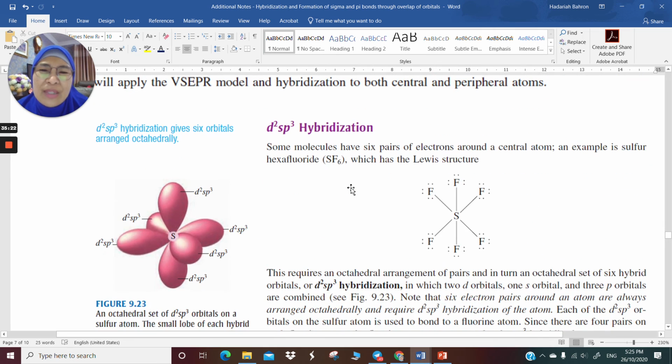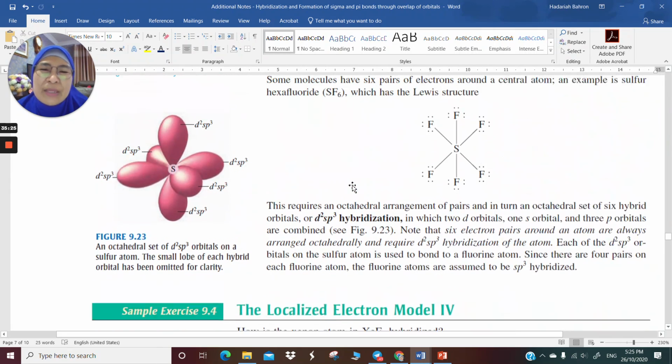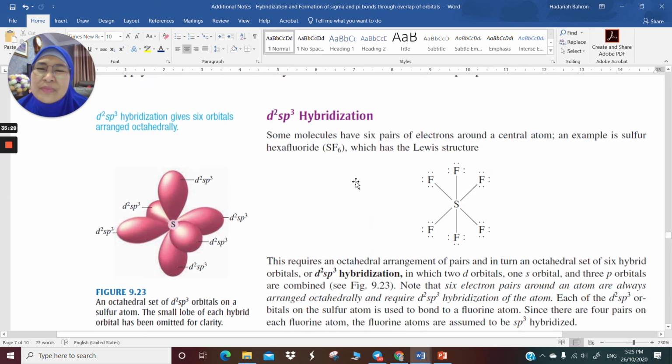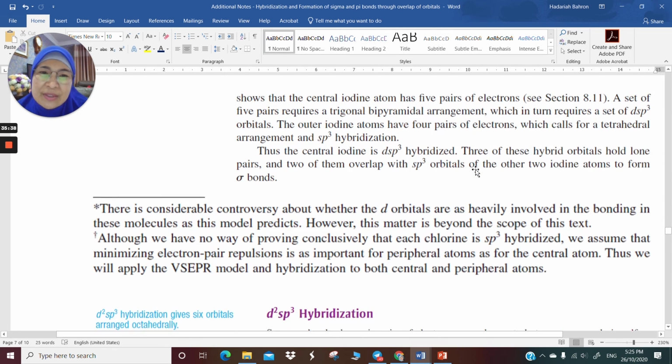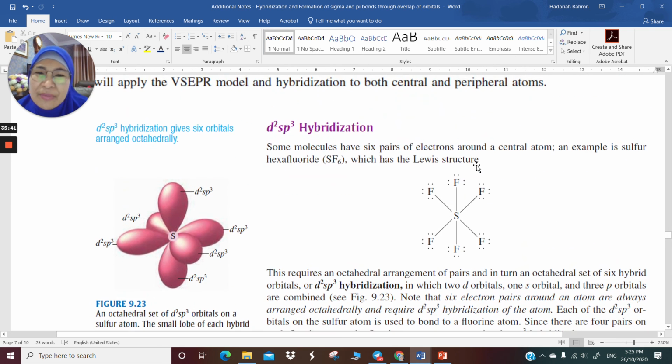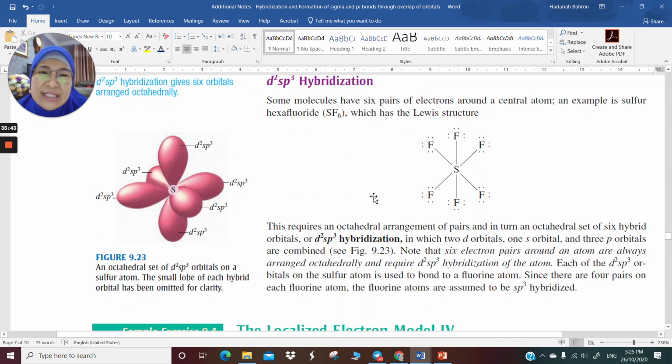So you have the overlap. There's no picture of the overlap here, but that's fine. You can draw the overlap picture yourself. Try and practice the overlap. It's really very simple. And finally, you have d2sp3 hybridization. For example, for the molecule SF6, the drawing is like this. You have 6 pairs of bonding electrons around sulfur. It is d2sp3.